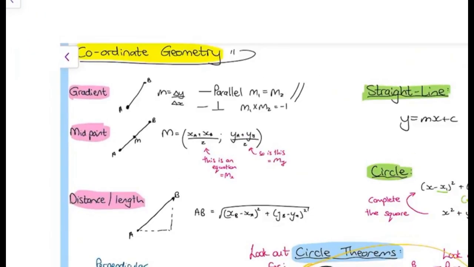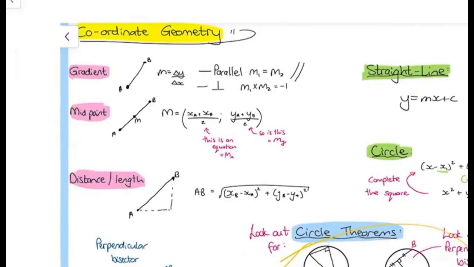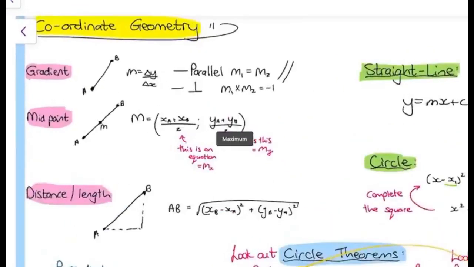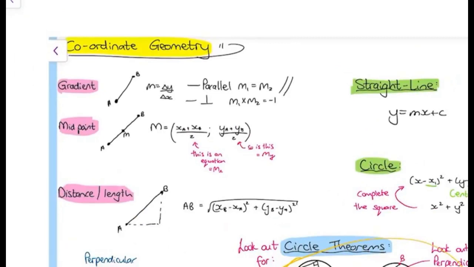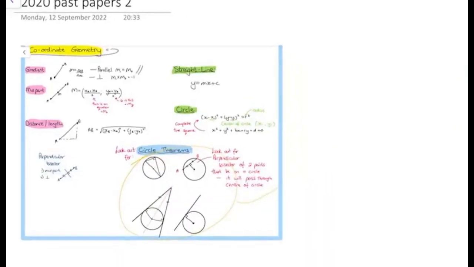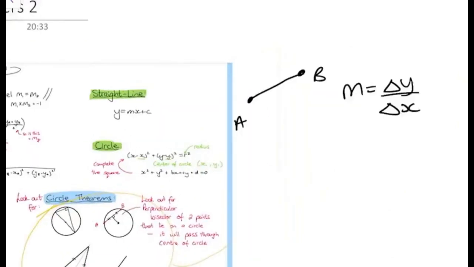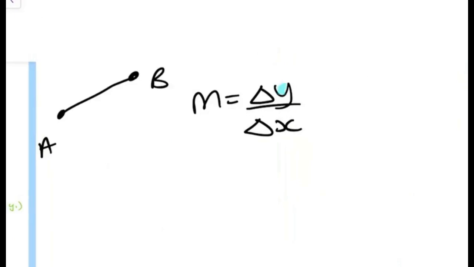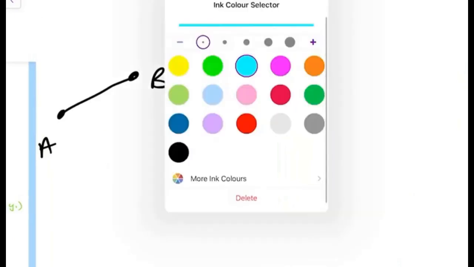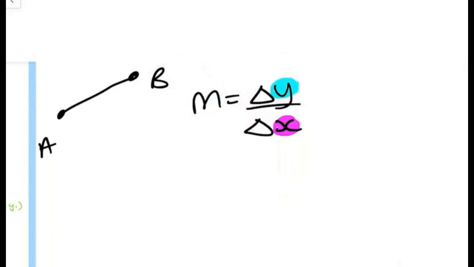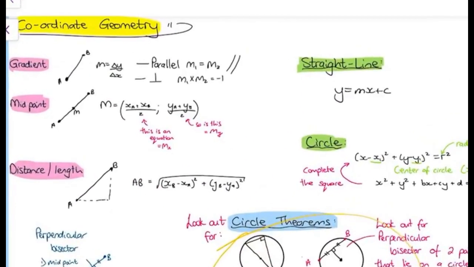So first of all, you need to know these formulas here in pink. We've got the gradient formula. So if you're given 2 points, point A and a point B, can you find the gradient between these 2 points? And that is simply our gradient is our change in y over our change in x. It's very important just to make sure that your y is at the top and your x is at the bottom. It's very easy to write them the wrong way around.